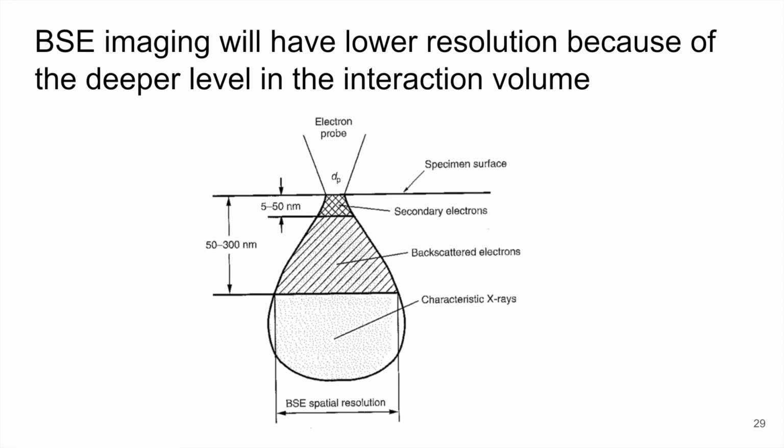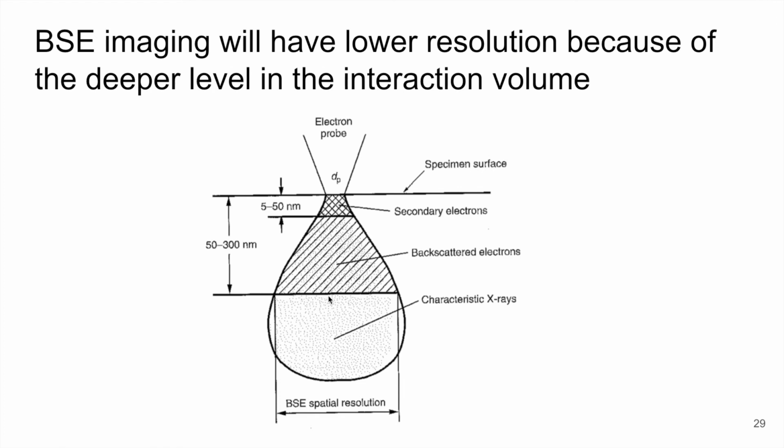All right, so backscatter imaging we've seen. If we compare that to secondary, we saw that for secondary electrons, the escape depth was 5 to 50 nanometers. So they escape from a really surface sensitive area. Backscatter electrons, however, because they are higher energy electrons, can escape from a much larger depth. In that case, we're talking 50 to 300 nanometers, right? Because of that, they escape from a larger depth.